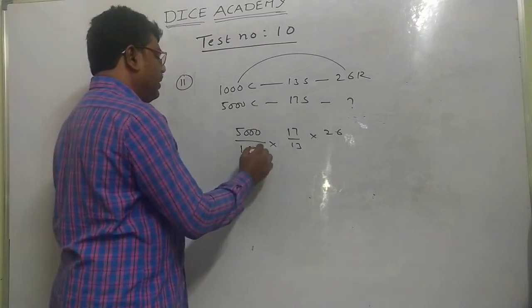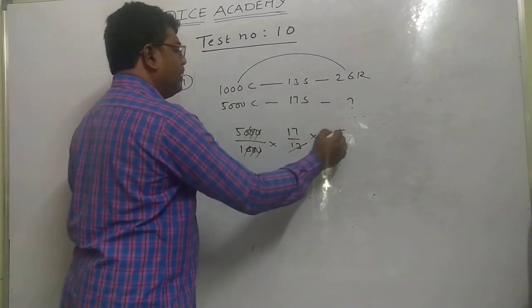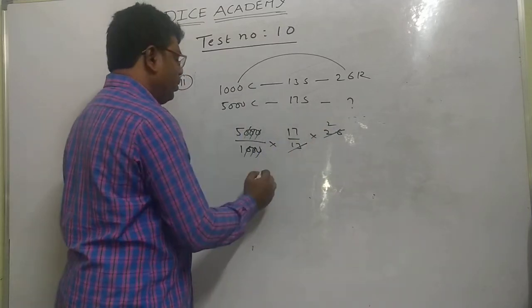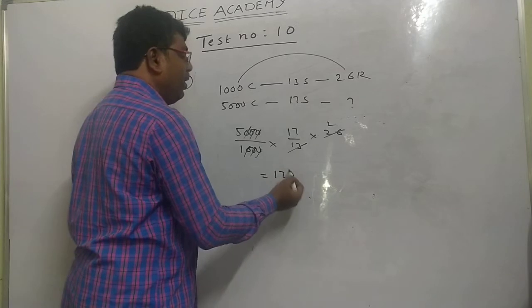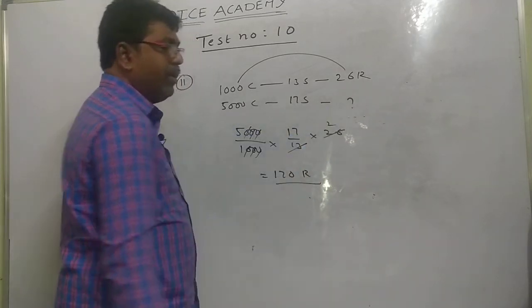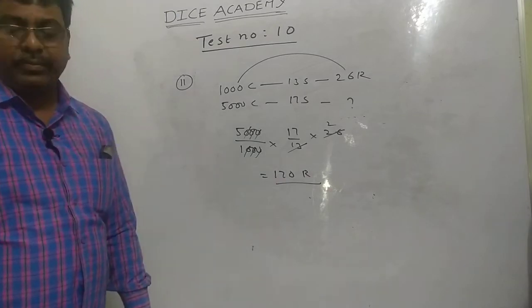Now cancel the values. 3 zeros cancel. 13 ones, 13 twos. 17 into 5 is 85. 85 into 2, the value becomes 170. What does this 170 mean? Nothing but reams. 170 reams is the required value.